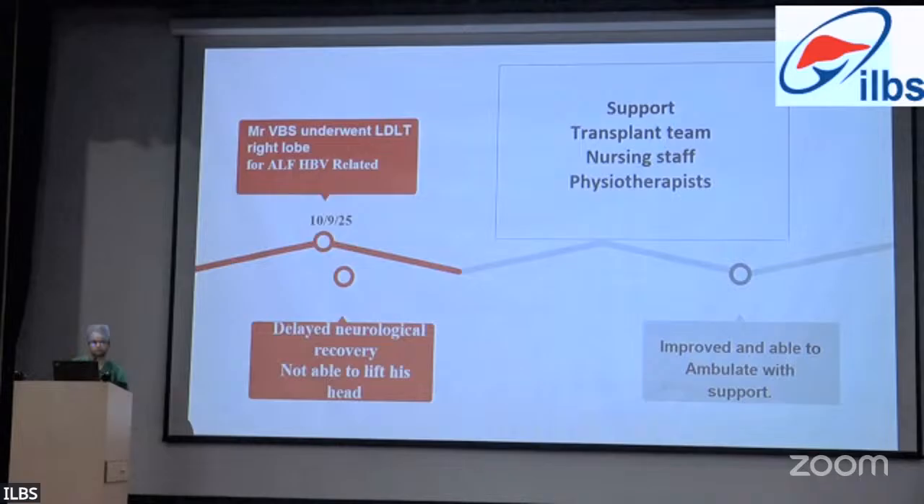Another patient I would like to quote here was Mr. VB Singh, who underwent living donor liver transplant for HBV-related ALF on 10th September 2025. He had delayed neurological recovery and was barely able to lift his head or even flicker his fingers. With the support of the transplant team, nursing staff and physiotherapists, he has now improved and is able to ambulate with support, and we are planning to discharge him in a day or two.